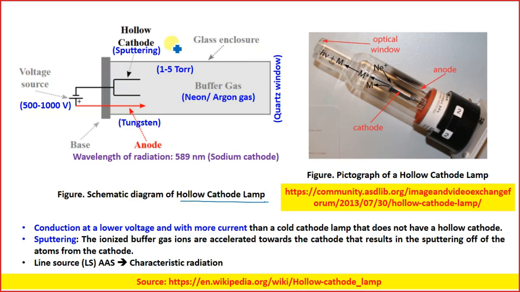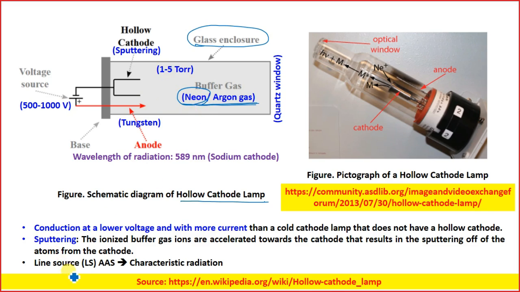So if you see, we have a glass enclosure. Within this glass enclosure we have a buffer gas, which may be neon or argon gas. In general, most manufacturers prefer to develop this hollow cathode lamp using neon. So during my discussion, I will be talking about neon. I will be giving the mechanism of how the radiations are generated using neon.